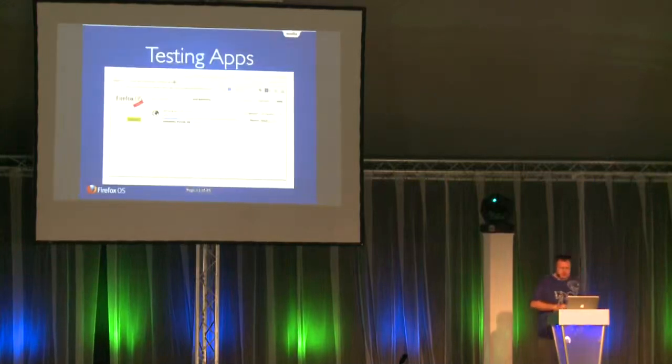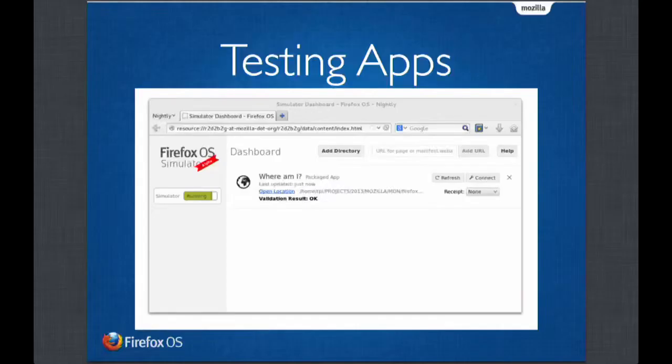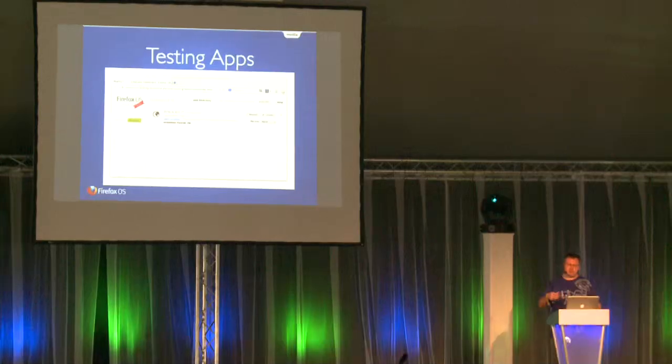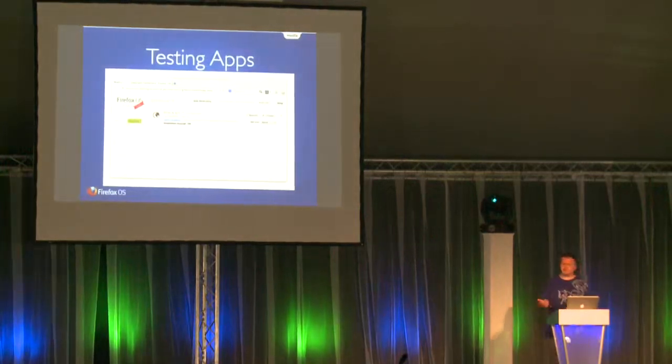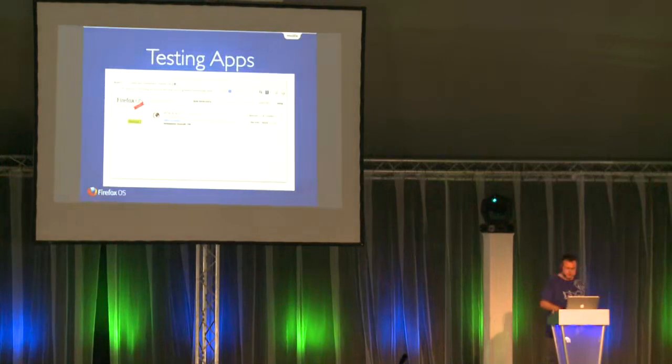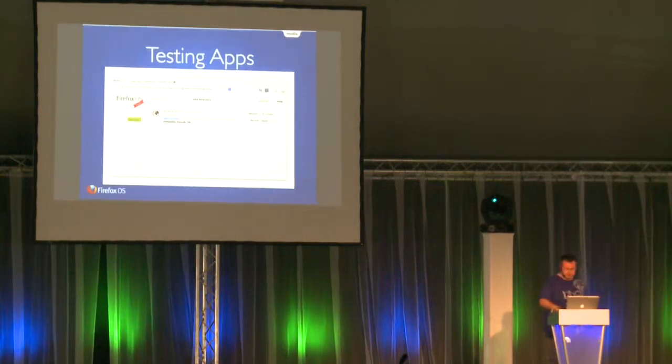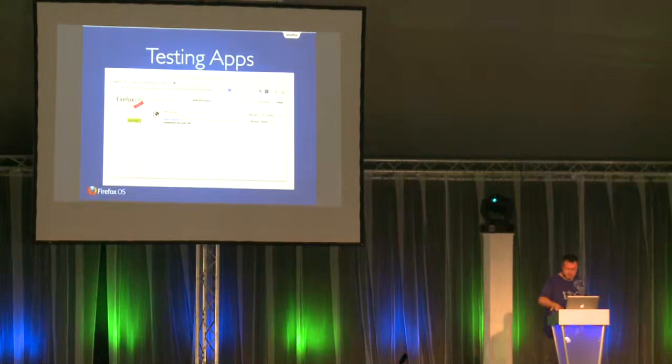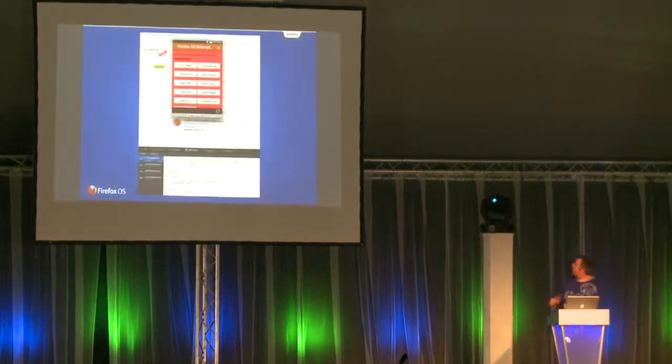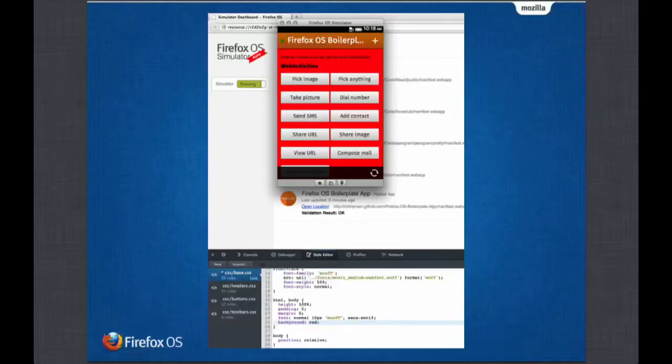So the easiest way to develop and test apps is through the simulator. We have an add-on for Firefox that allows you to run applications in Firefox, so you don't necessarily have to have a phone. This is a very boring main screen of the add-on, but what you get is a pop-up window, the same dimensions of a phone, and your app runs in there.